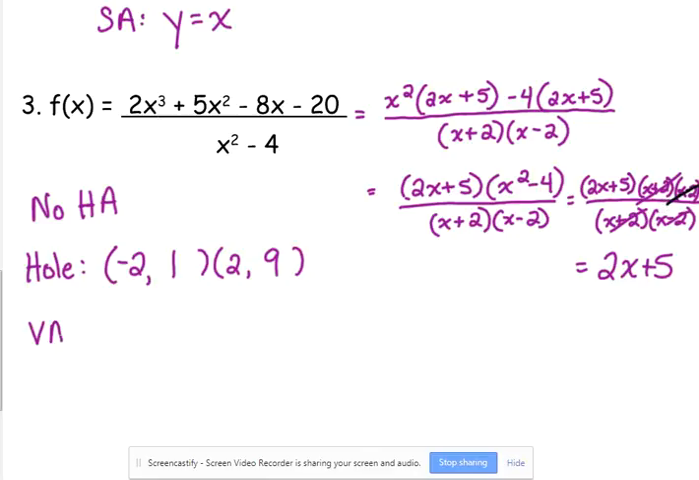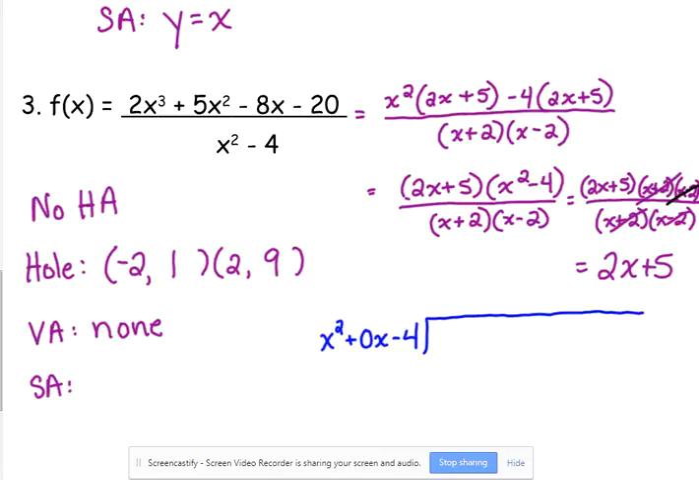How about vertical asymptotes? None. Our denominator's gone. After we simplify, there's no denominator, so there's no vertical asymptote. And then for our slant asymptote, let's check it out. x squared, we're missing the x term, so we put in 0x in its place. 2x cubed plus 5x squared minus 8x minus 20.